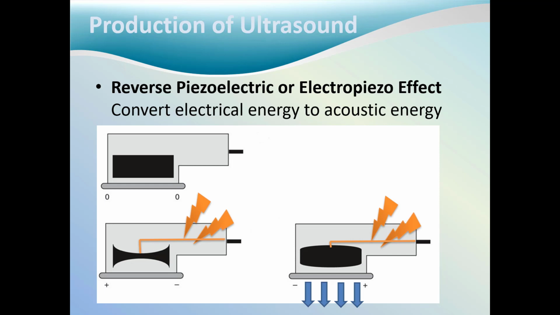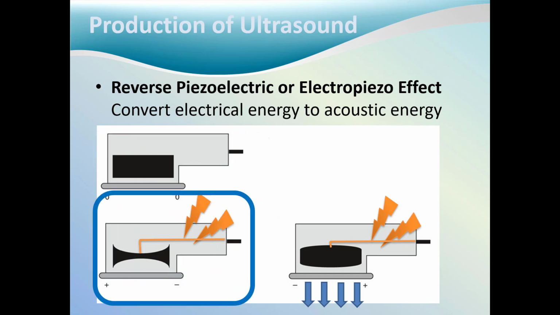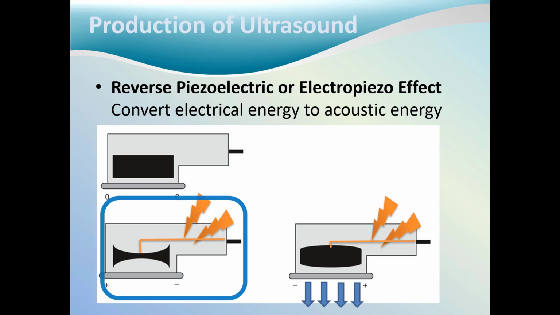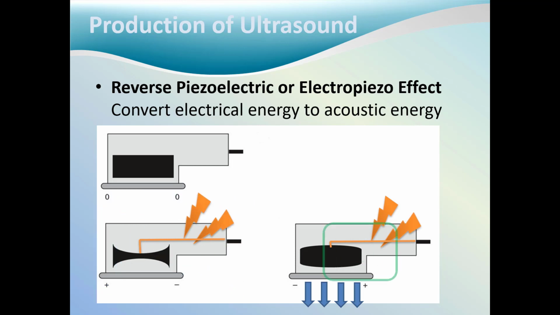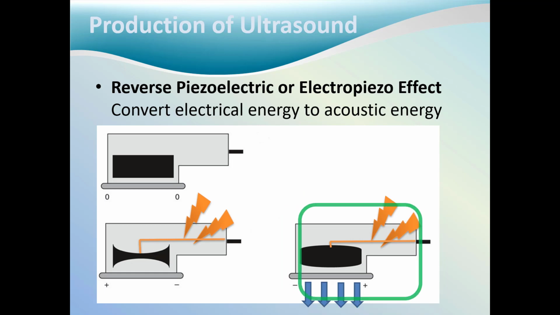In the first picture, highlighted in red, with no current flow, the crystal is normal shaped. In the second picture, highlighted in blue, current flows in one direction and causes the crystal to become concave. In the third picture, highlighted in green, current flowing in the other direction causes the crystal to become convex.